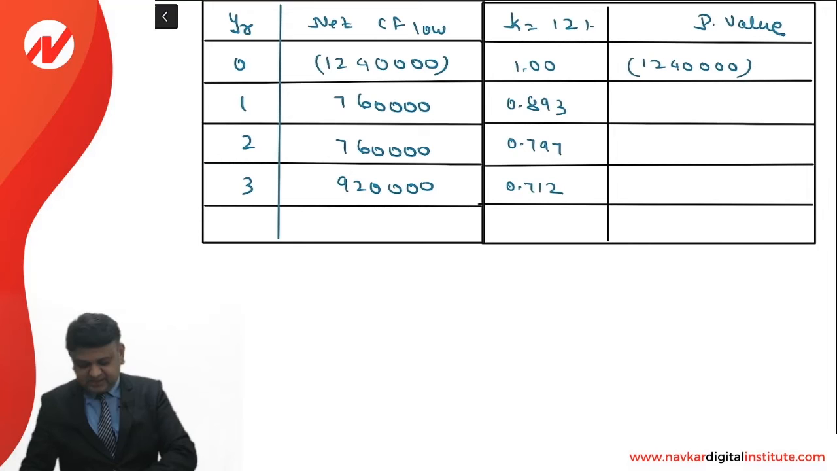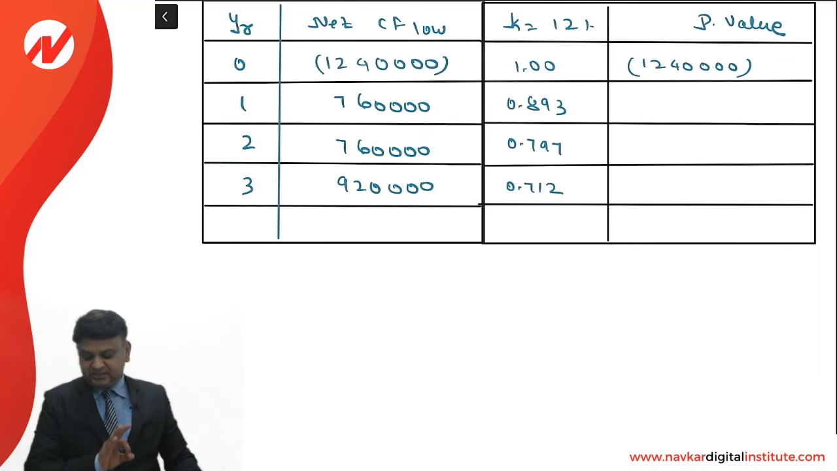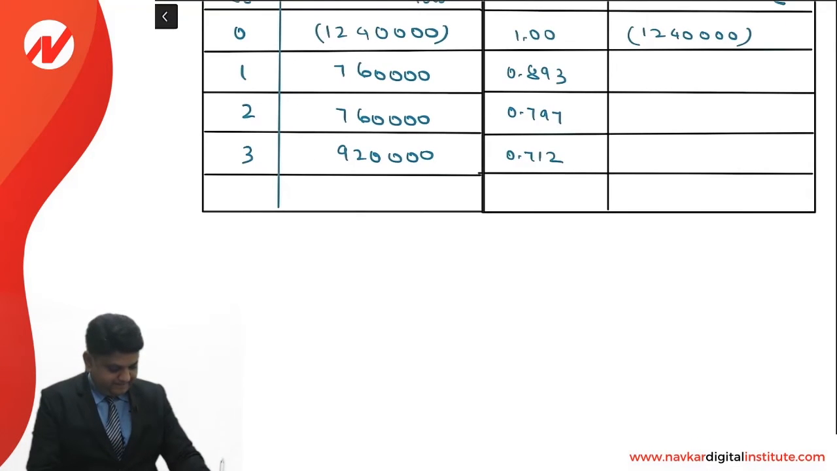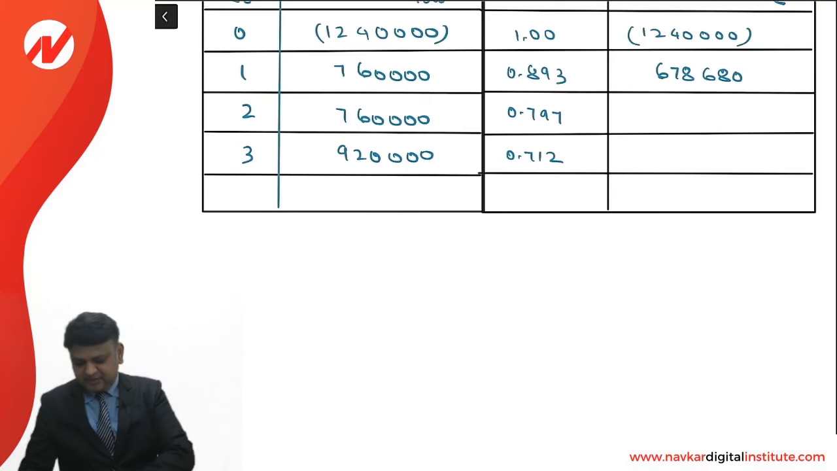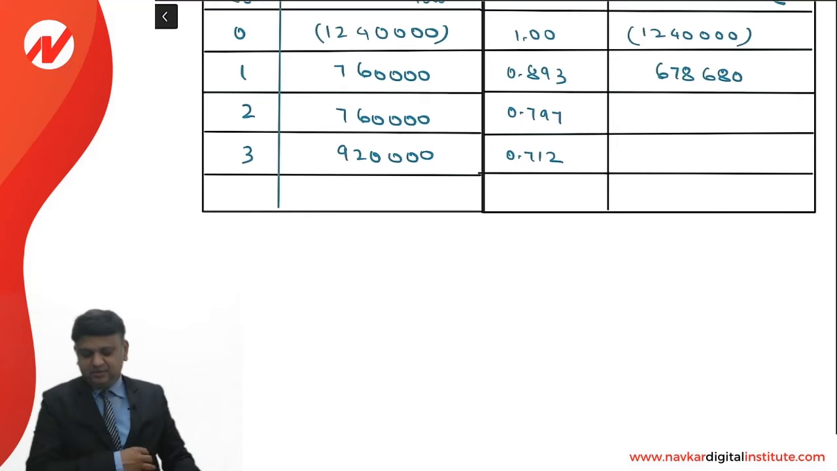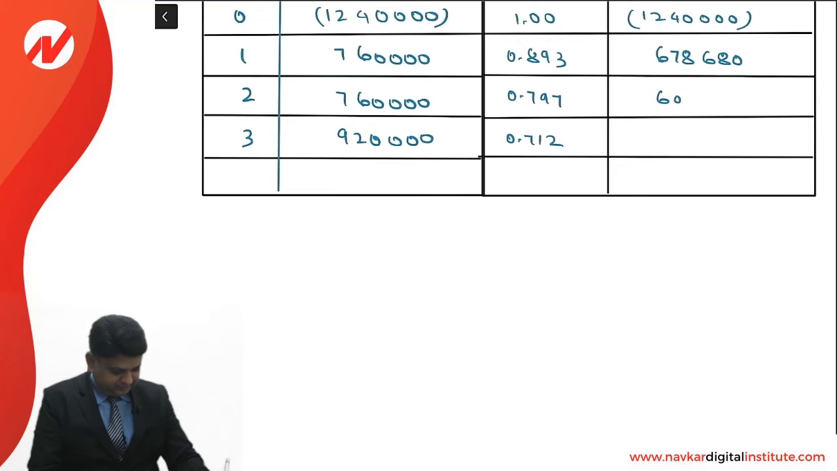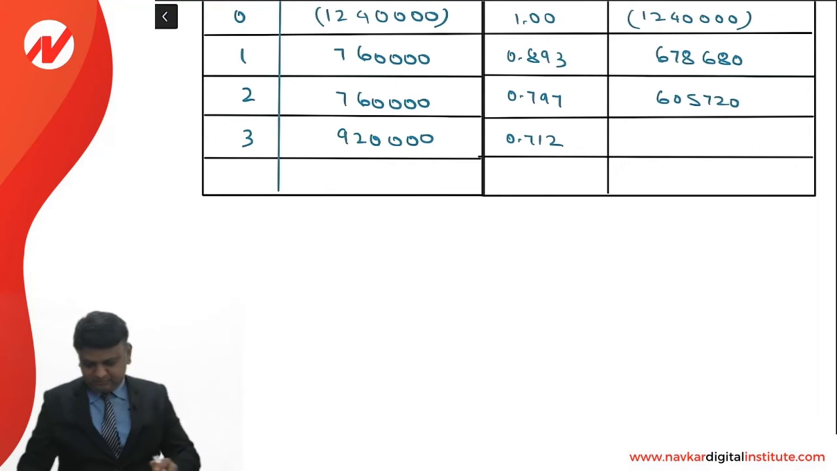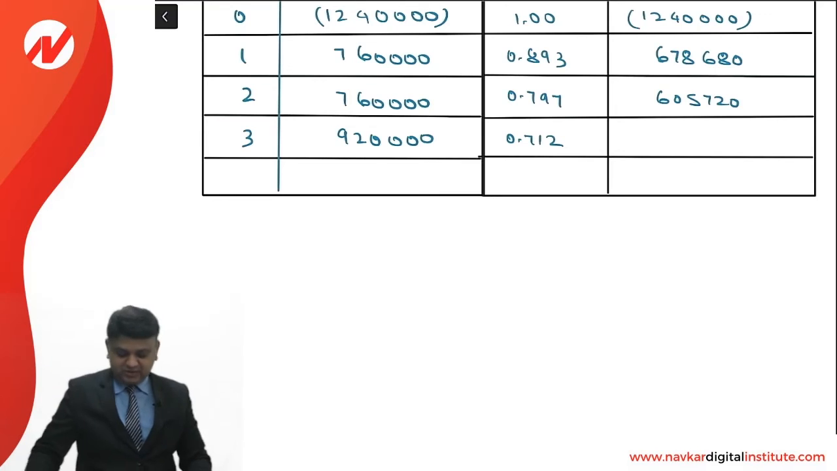Then it is 7,60,000 into 0.893. It comes to 6,78,680. For the second year it is 7,60,000 into 0.797, 6,05,720. Then 9,20,000 into 0.712, 6,55,040.